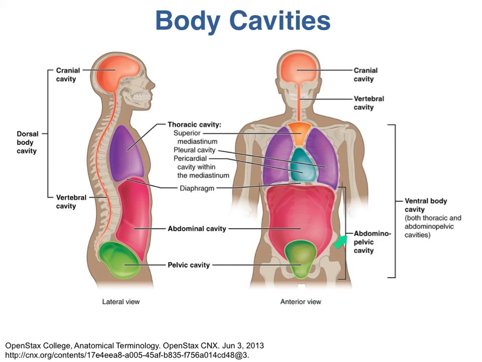The abdominopelvic cavity is separated from the thoracic cavity by this flat-ish muscle, the diaphragm, which is a really important muscle for breathing, and we'll just sketch it in there. That's where the diaphragm is located. In the thoracic cavity, you have the right and left pleural cavities where your lungs sit, your right lung and your left lung. You have the mediastinum, which is the central portion. And then you have the pericardial cavity in the mediastinum, and that's where your heart sits.